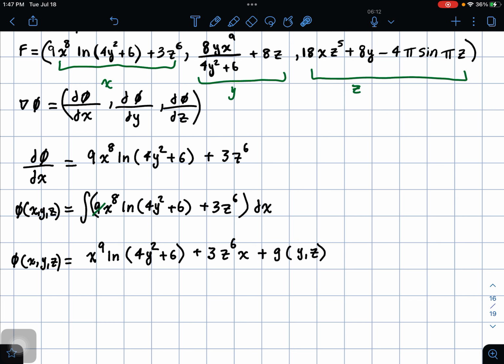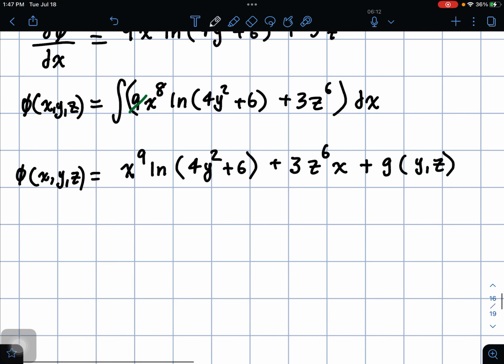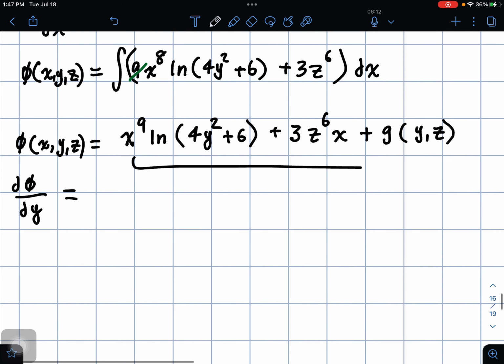Okay, so basically what we're doing is integrating this, but with respect to y, not with respect to x. So we get this. So del phi del y, I'm just going to write it like this because it's easier. That's just the derivative of this with respect to y.